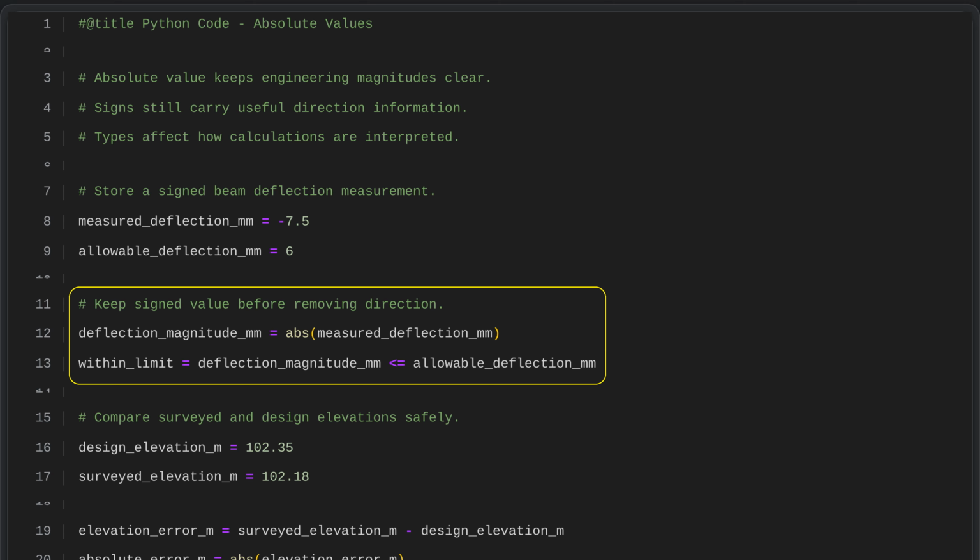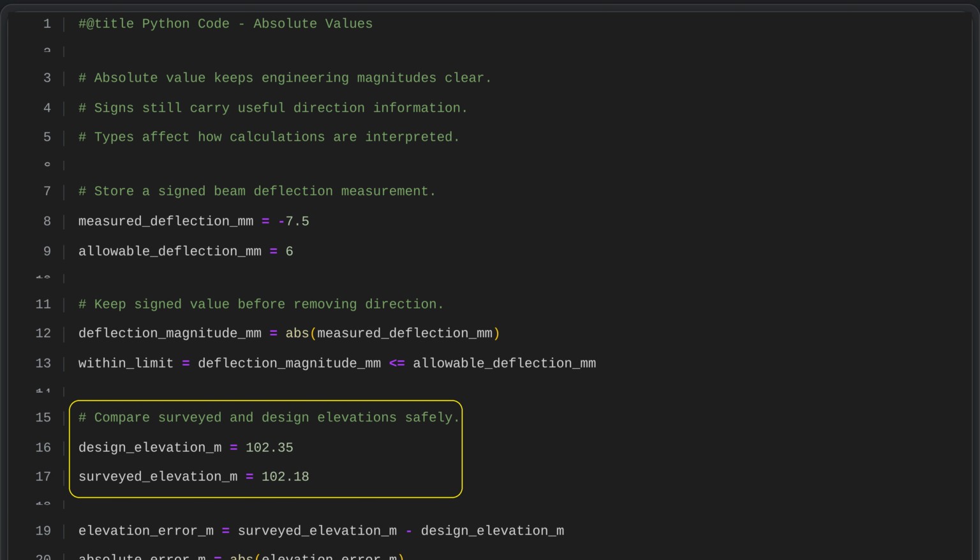Take the absolute value of the measured deflection to get its magnitude, which shows the size of the deflection without direction. Then compare that magnitude with the allowable limit to determine whether the deflection is acceptable. Set the planned elevation for the point to 102.35 meters and the surveyed elevation to 102.18 meters. These stored values allow the planned and measured heights to be compared later to identify any elevation difference.